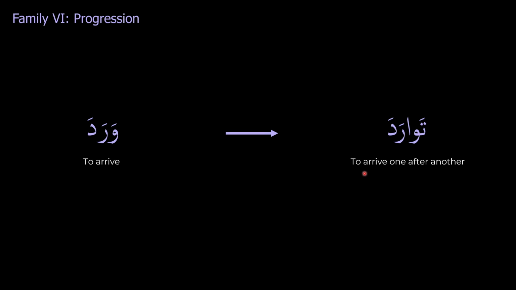Let's take a look at another meaning. This is again of progression. So we have warada, which is to arrive. Then in family number 6, it becomes tawarada, which is to arrive one after another. So again, it has the connotation of progression because it's one after another and another and another, right? Which indicates progress.